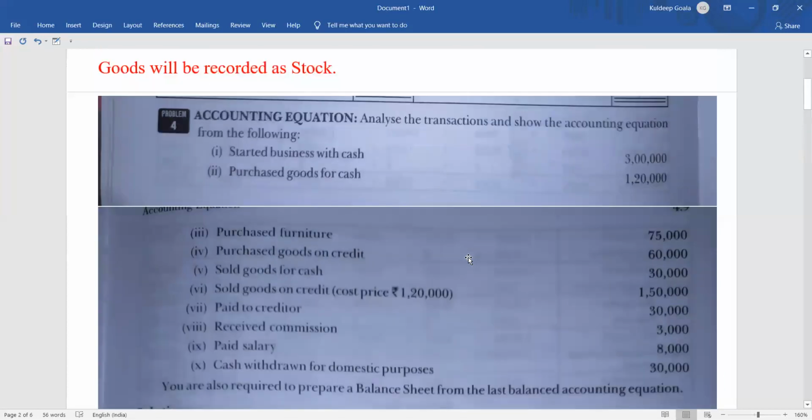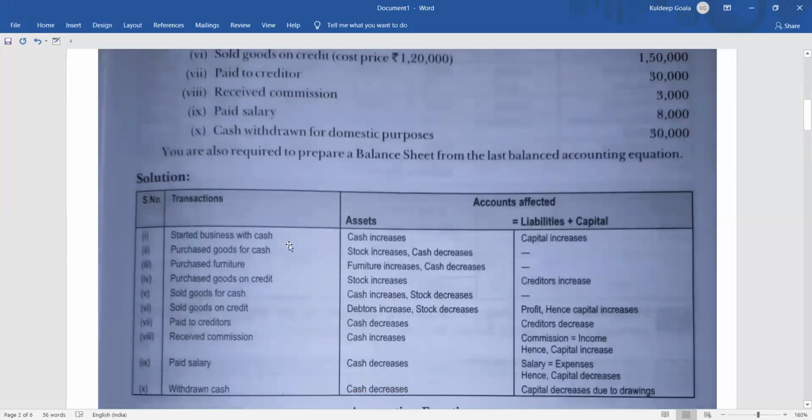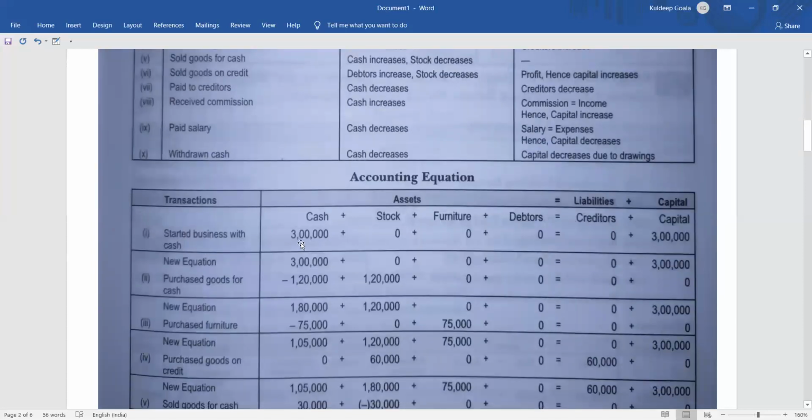How are we going to solve it? First of all, started business with cash 3 lakh. So try to understand. Started business with cash 3 lakh means what is happening here? In case of asset, cash is coming, right? So asset is increasing, so cash will increase, isn't it? And as we are starting with the capital, capital also increases. So what will happen? Cash will be plus, right? Started business with cash, and the cash will be plus how much? 3 lakh, as well as in the capital 3 lakh, right?